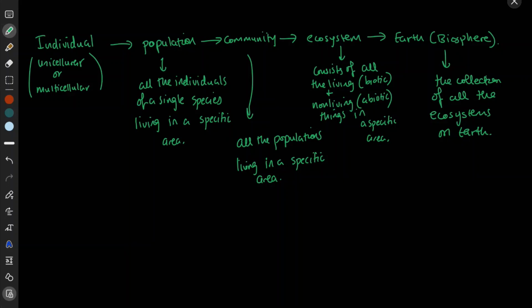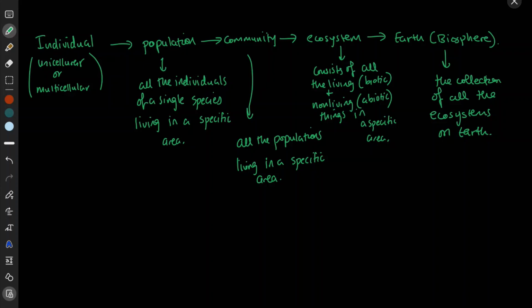Now, when we talk about the population, what we mean is that population is going to consist of all of the pine trees in that specific forest. So it's all of the individuals of a single species, in this case pine trees, in a specific area being the forest, right? So that's the population. So again, the individual is a pine tree in a forest. Now, the population is going to be all the pine trees living in that specific forest, okay?